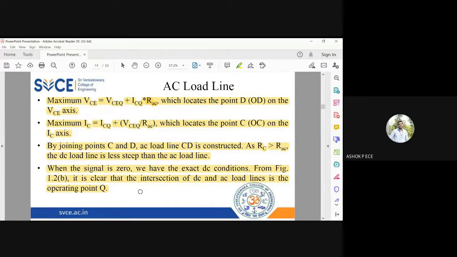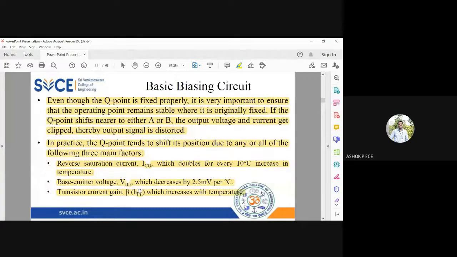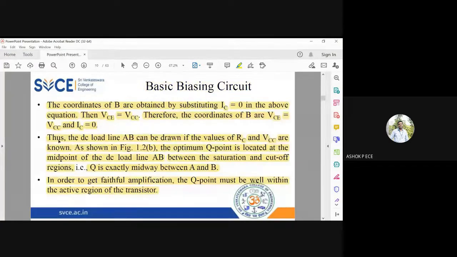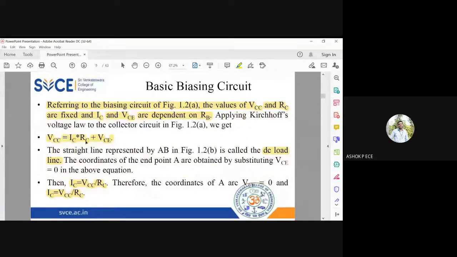So you might get problems in designing, drawing the AC and DC load line for a transistor. Only one equation you have to remember. What is that equation? VCC equal to IC into RC plus VCE. This one equation, if you remember, you can solve any problem in load line. This is for the DC load line.